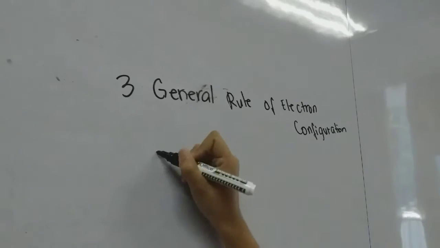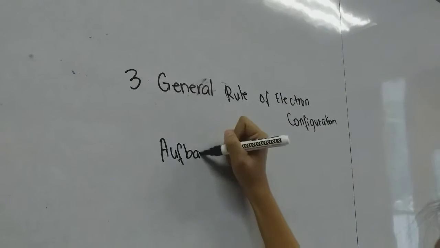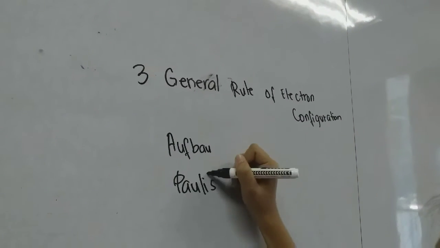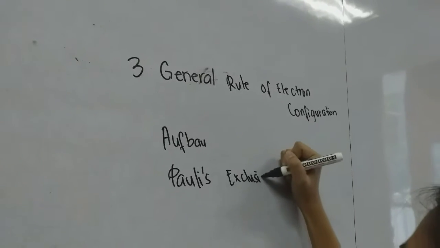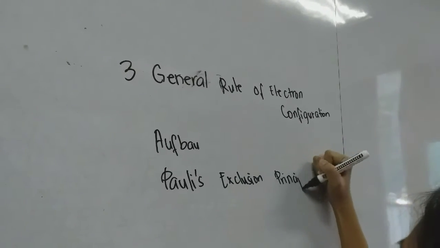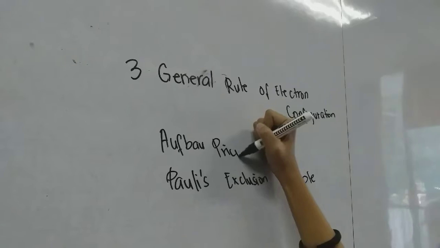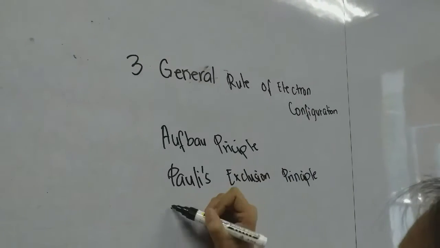Electron configuration uses symbol of the orbital and the number of electrons that occupy each orbital. It has three general rules, which is Aufbau principle, Pauli's exclusion principle, and Hund's rule.